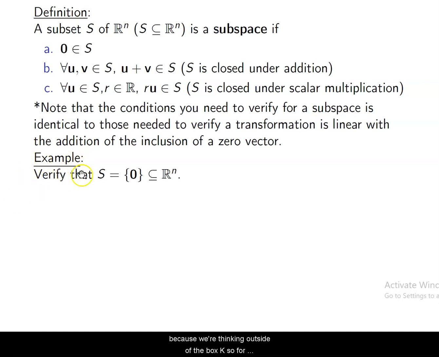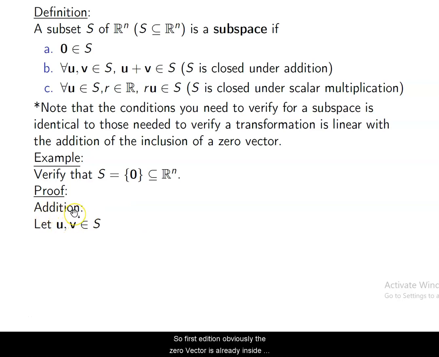For this example, we want to verify that S, being the set containing the zero vector, is a subspace of Rn. So we want to verify that this set is a subspace of Rn. Here's my proof.